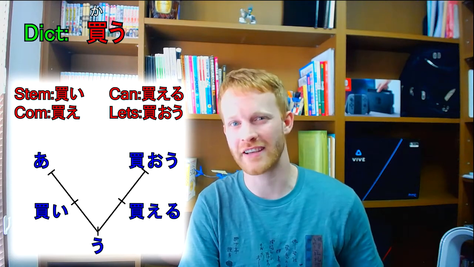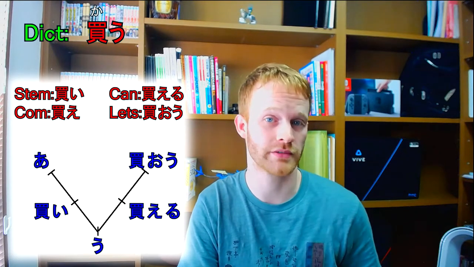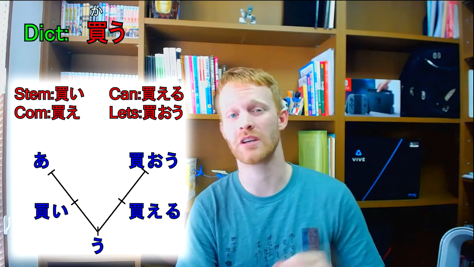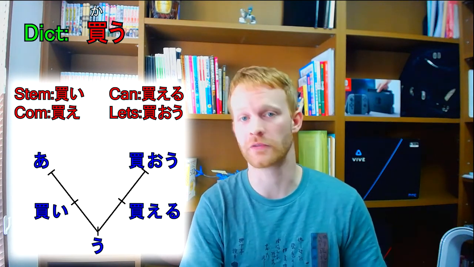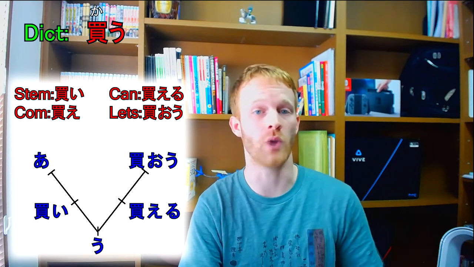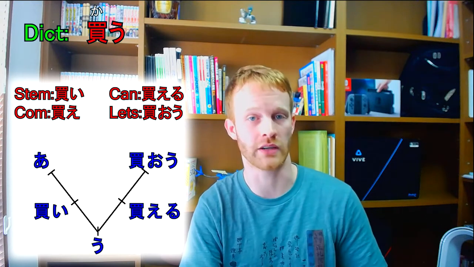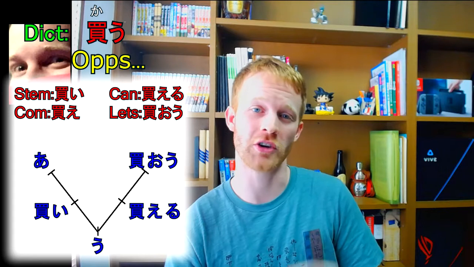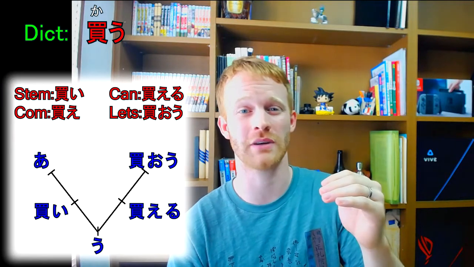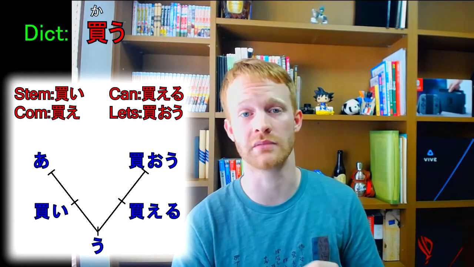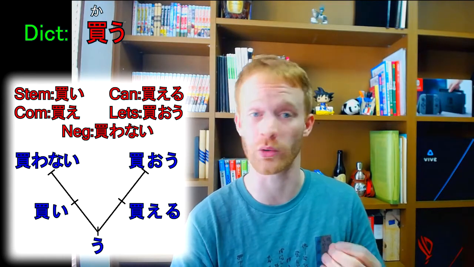I've saved this one for last because it's the first exception to the rules. Generally, when you shift u to a and add nai, it becomes the negative form. So for example, nomu, which means to drink, in this form would be nomanai, meaning not drink or don't drink. However, for verbs that just end in u, when you move them up to a, instead you have to change it to wa and then add nai. So ka-u becomes kawanai, meaning not or don't buy.